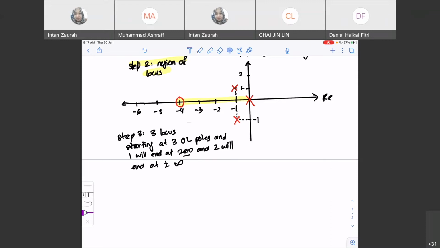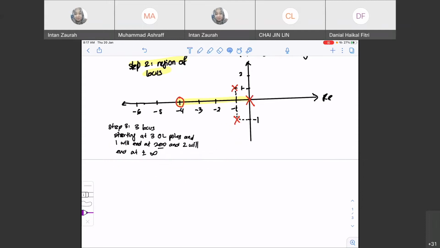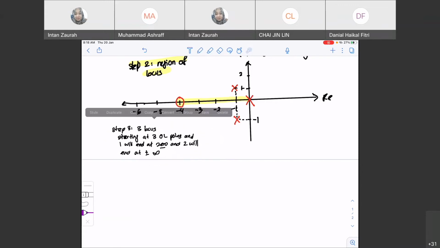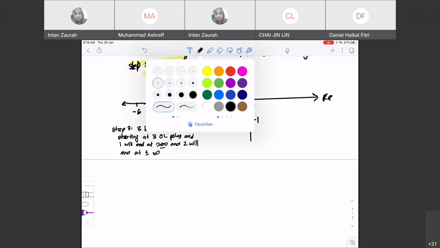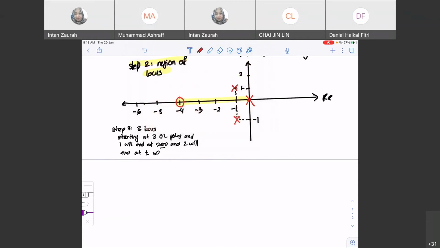Okay, so that is just to show you how many locus you're going to have. You're going to have 3 locus for this particular example, because you have 3 poles. So you have 3 locus, 1, 2, 3. And then one of them will end at the zero. So looking at the diagram, you know already which one will go to the zero, isn't it? Because there's a pole here and there's a zero here. So definitely the locus will start from this pole and go towards the zero. So that is the first locus that you're going to have.